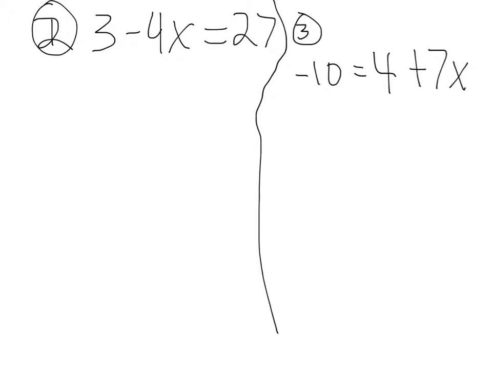So if I look at this, I've got another one with 3 minus 4x. So now what I have to do is change the signs once again.